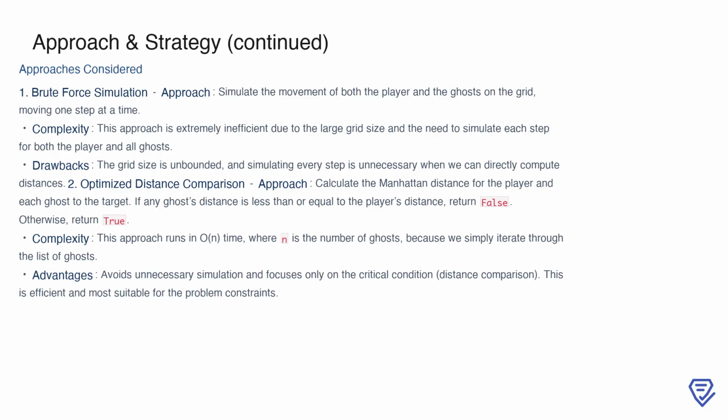Instead, we can use an optimized approach based on distance comparison. Here, we simply calculate the Manhattan distance from the target for the player and for each ghost. If any ghost's distance is less than or equal to the player's distance, the result is false, meaning the player loses. Otherwise, the result is true, and the player wins. This optimized approach is far more efficient, as it eliminates the need for simulation and focuses directly on the critical condition, the distance comparison. With a time complexity of O(n), where n is the number of ghosts, it is scalable and well suited for this problem.